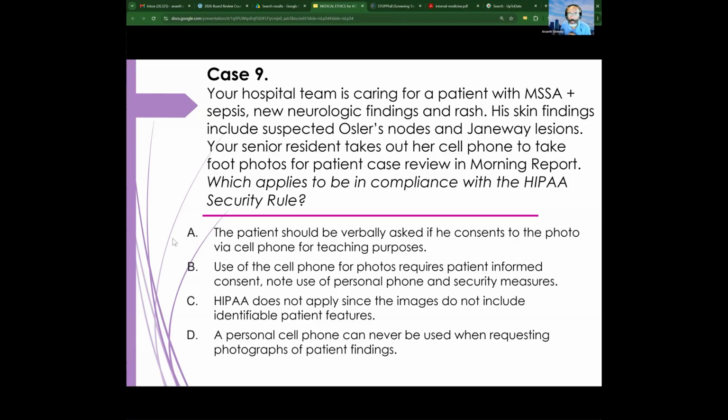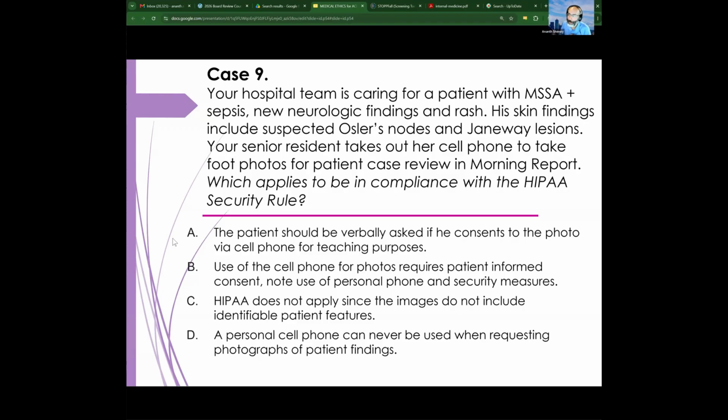So next question, which again, we're going to continue this theme. So case 9, your hospital team is caring for a patient with Staph aureus sepsis and new neurologic findings, and they have a rash. The skin findings include Osler's nodes, right? We all learned about that in medical school, and Janeway lesions.